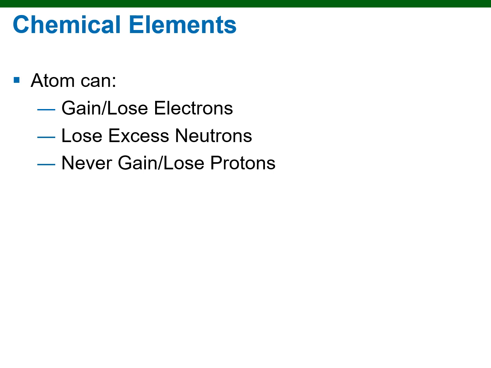Taking into account what we learned from the previous slide, we can apply some basic rules: atoms in general can gain or lose numbers of electrons. They can lose excess neutrons, but they can never gain or lose protons. Remember, if the number of protons differs, then the atom changes its identity and becomes a different element altogether.